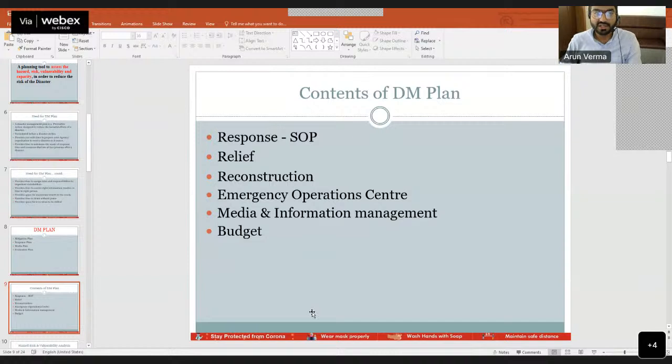We also have to make a budget, because budget allocation is very important. If we don't have any budget for a DM plan or for any disaster calamity, we should make appropriate budget arrangements. In case of any sudden event or natural calamity, we will not be in a position to manage the disaster, because we don't have a budget. So we should allocate budget also. This is another chapter comprising a DM plan.